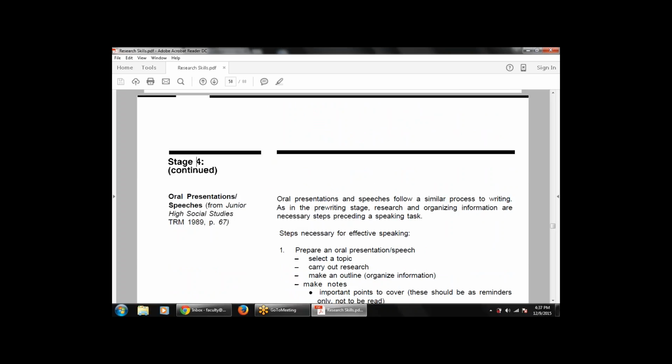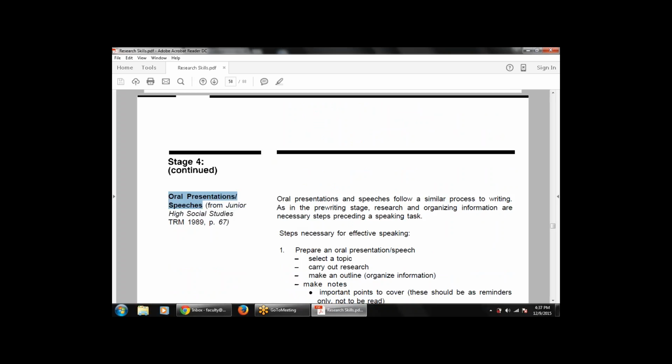The next stage is stage number 4, that is the oral presentation or the speeches. That is the next part that is a part of the information sharing. So one is a debate, one is debating, one is normal. The next part is the oral presentation, which also includes the speech.